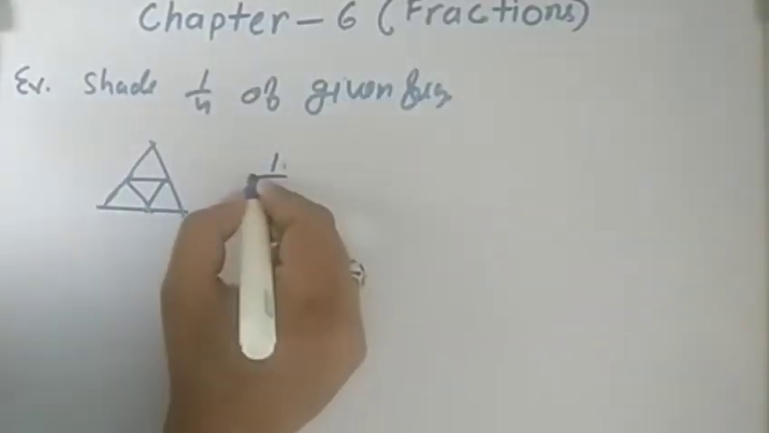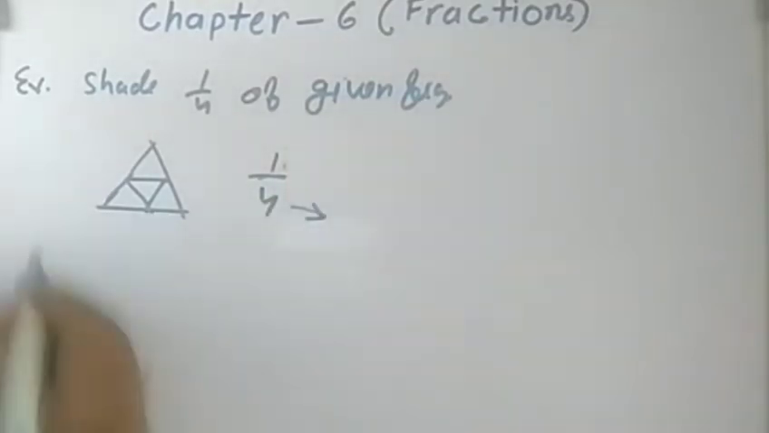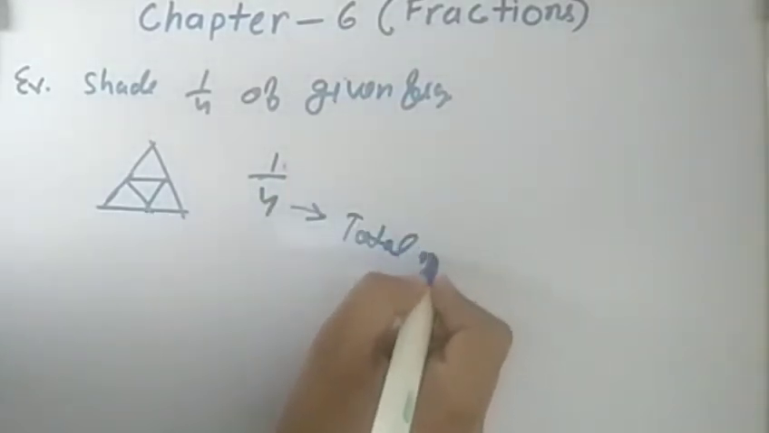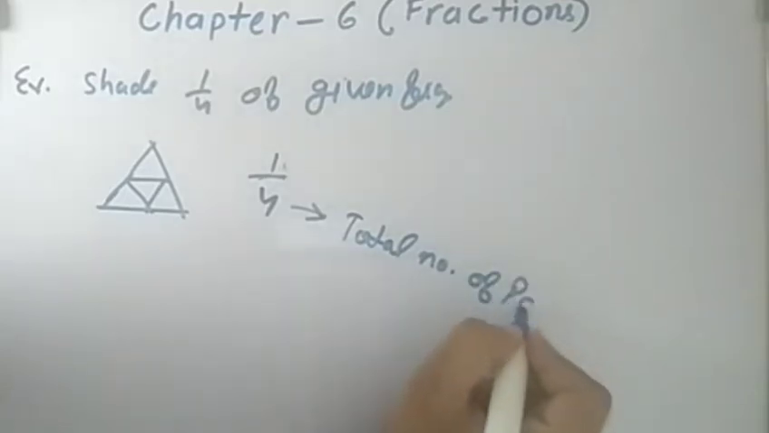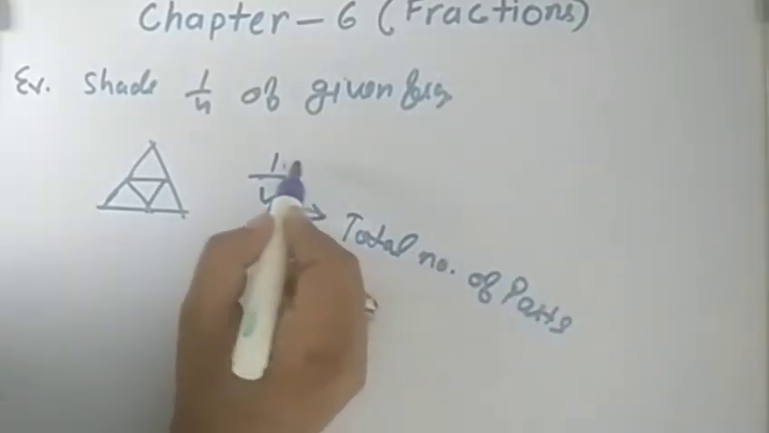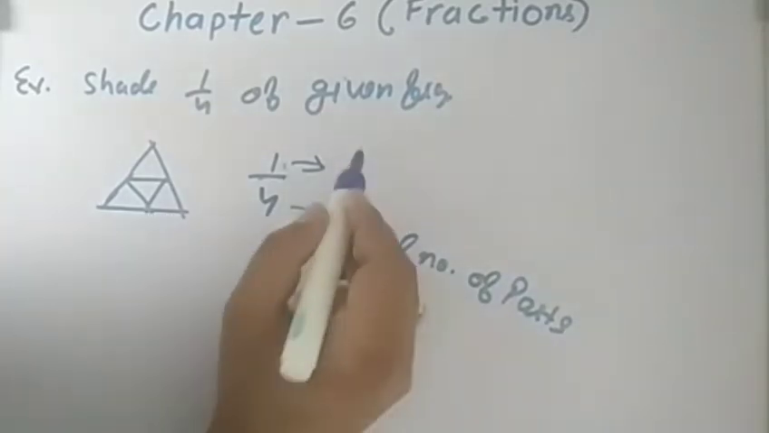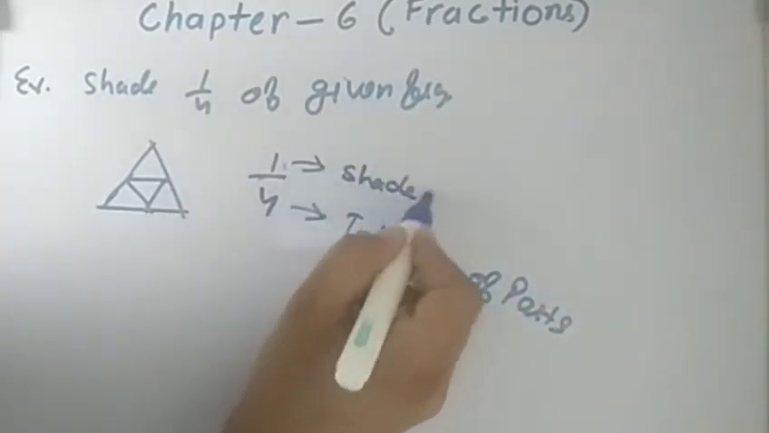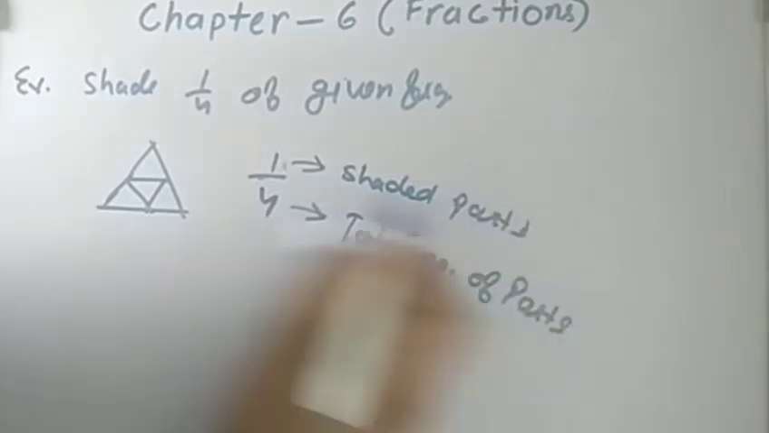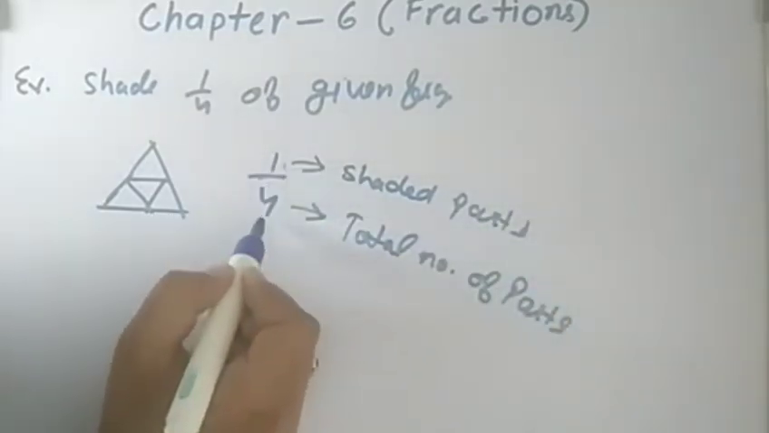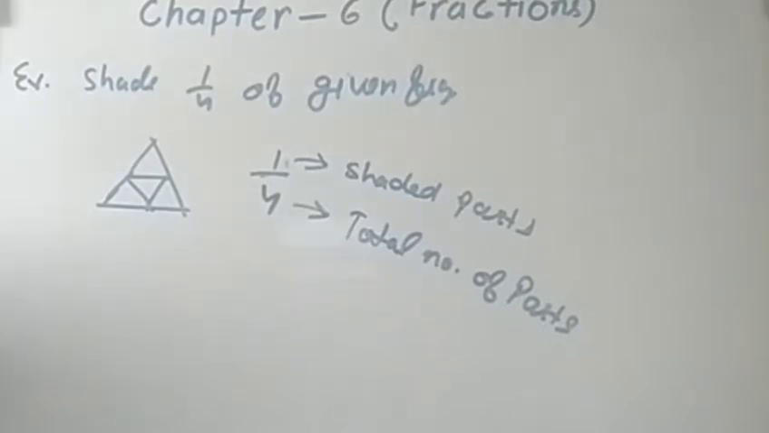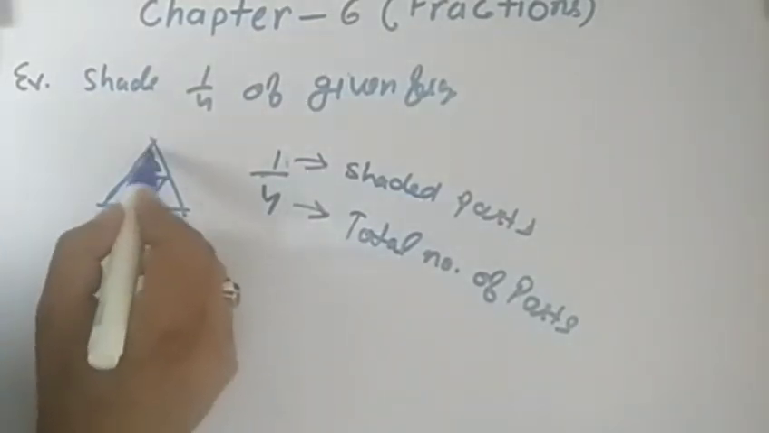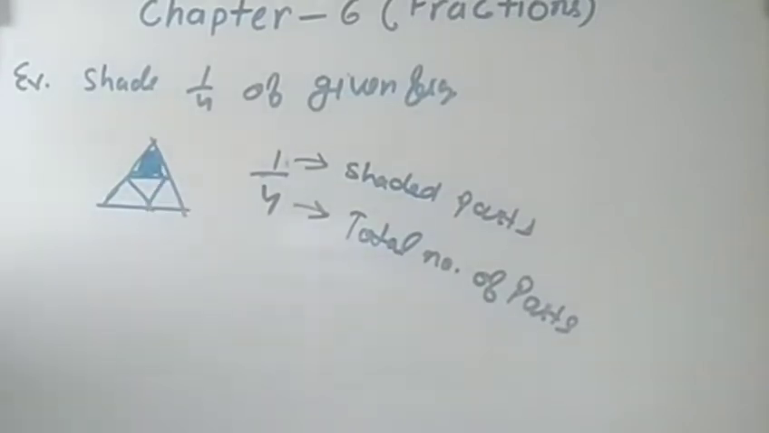We know that the number below this line tells us the total number of parts, and the number above this line tells us the shaded parts. So how many shaded parts are there? Only 1 out of 4, right? So you can shade any part of this figure like this. So this represents 1/4 of shaded part.